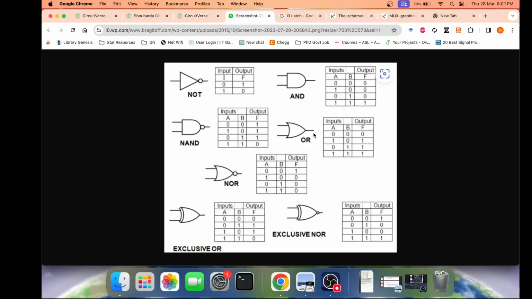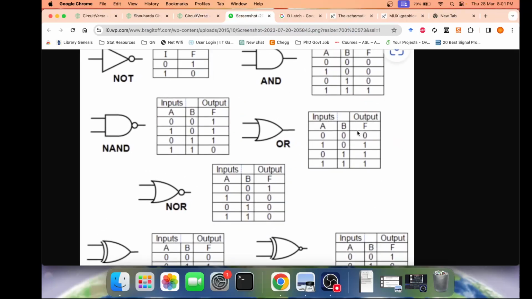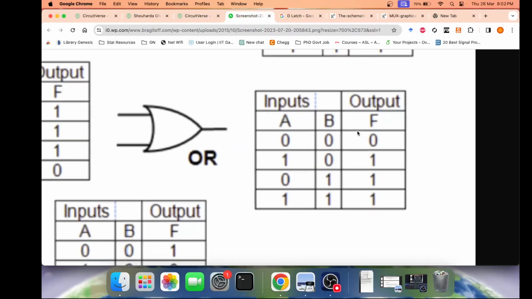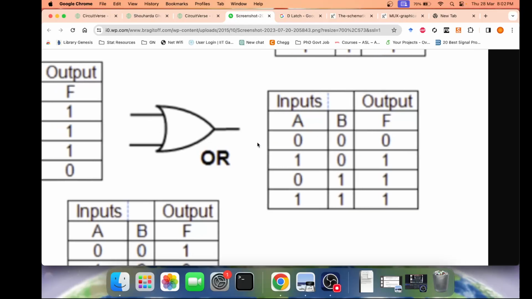So you can see over here, for the OR gate, when either of the inputs are 1, that very moment my output turns out to be 1. So the only case when the output of an OR gate can be 0 is when all the inputs are 0.